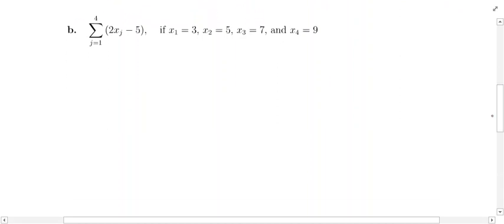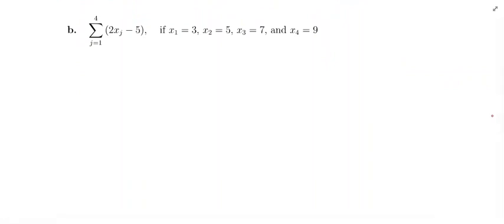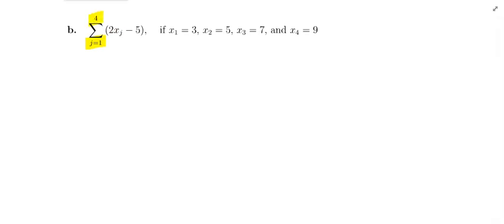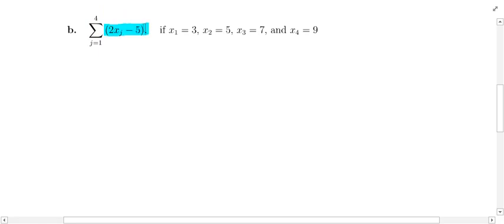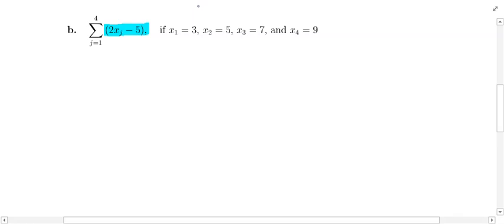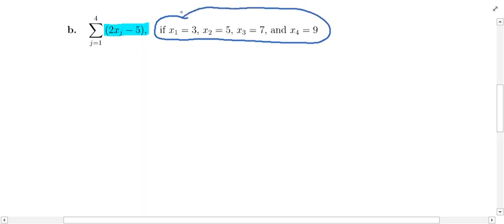Brand new series. This time the index of summation is given by j. The lower limit of summation is 1 and the upper limit is 4. And we're going to be plugging into this expression. This blue expression tells us how to come up with the terms of the sequence. So, again, this is different from what we've seen before. We have this extra information. So let's get started and just see what happens.